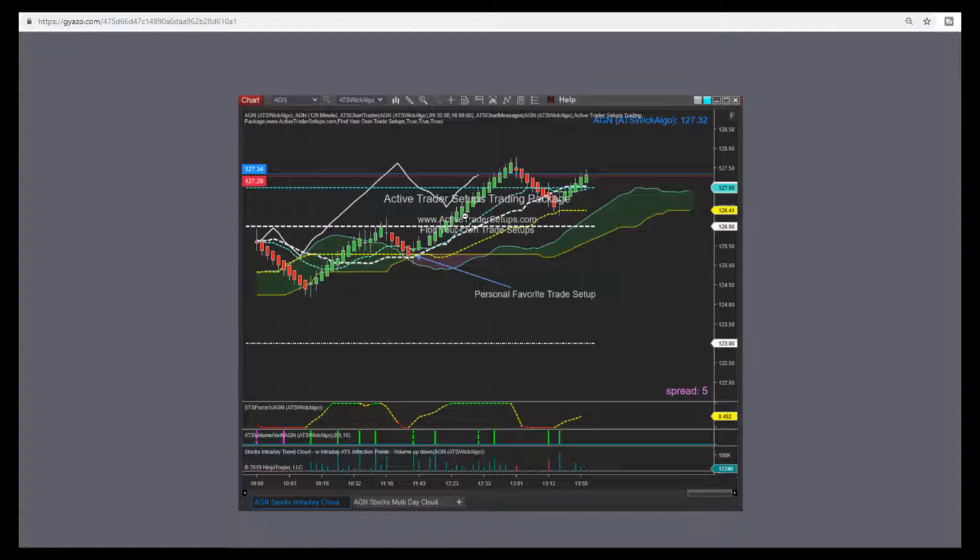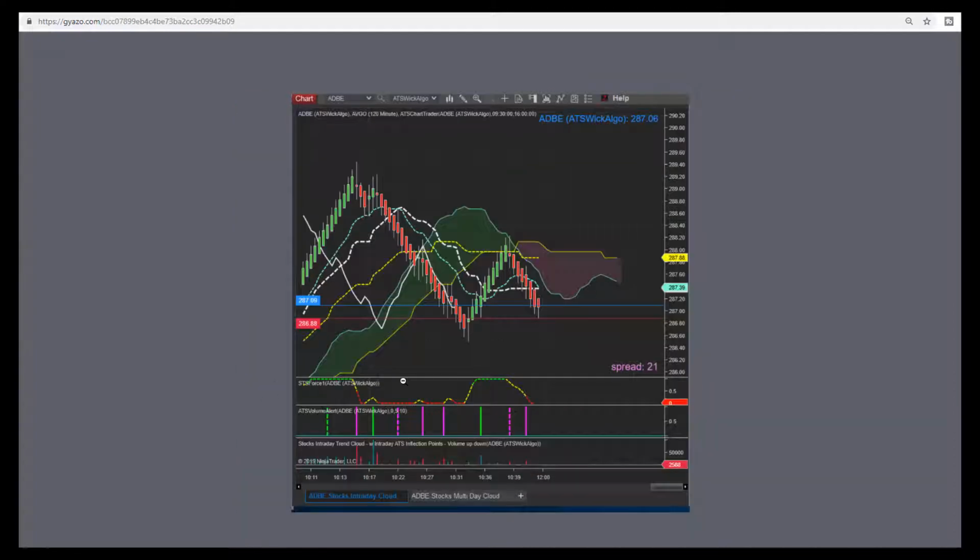And look at these candles here. Got one little wick right there. Solid run, easy to manage and stay in this trade. Same pattern reversed here on Adobe. The breakdown, the go back, revisit the cloud line and fail.